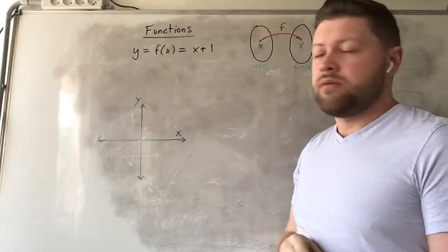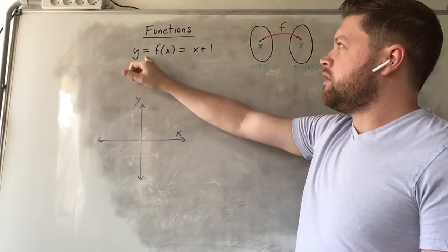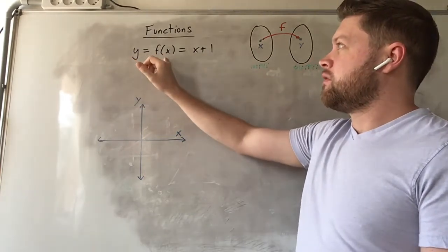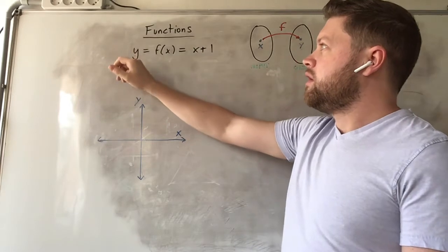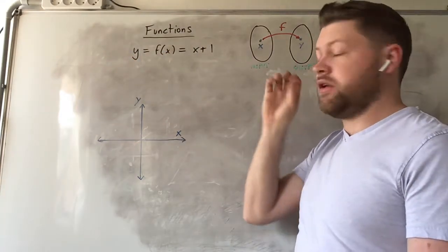This could be anything, okay? This is how we write it: y equals f of x. y is a function of x. This means that y depends on x. Okay, the value of y depends on what value of x you put into the equation or into the function.